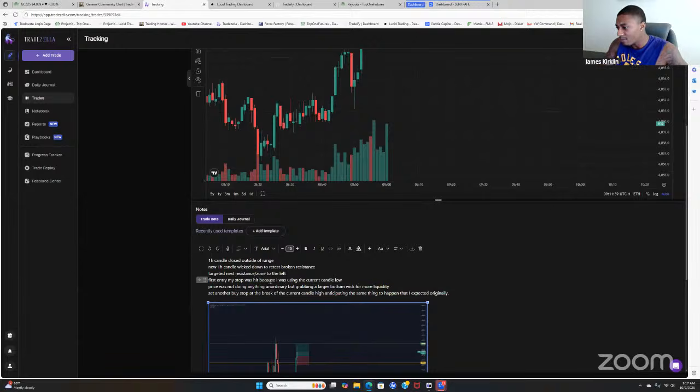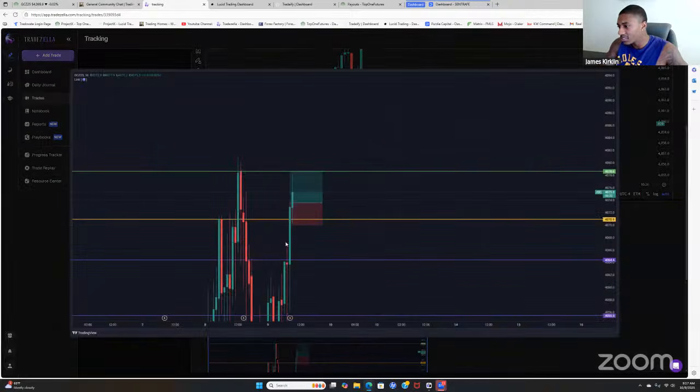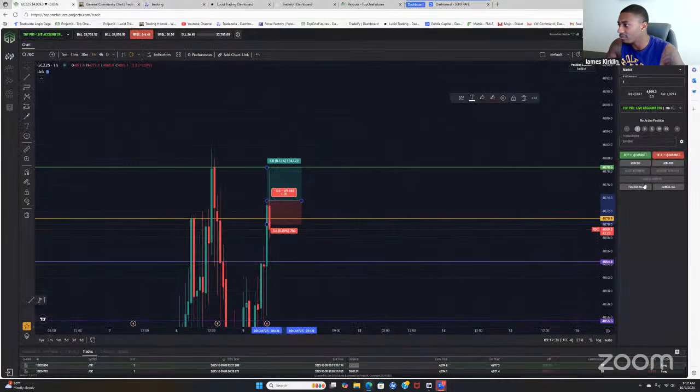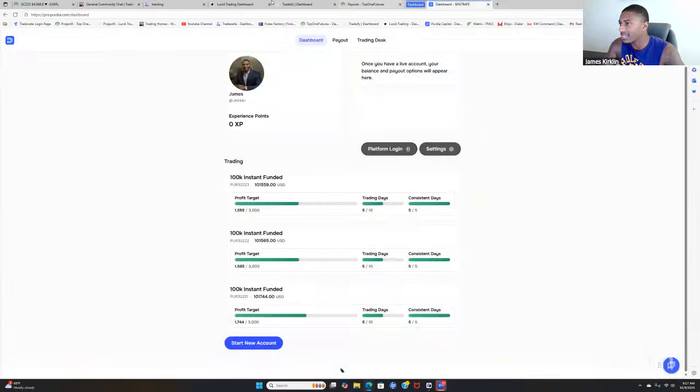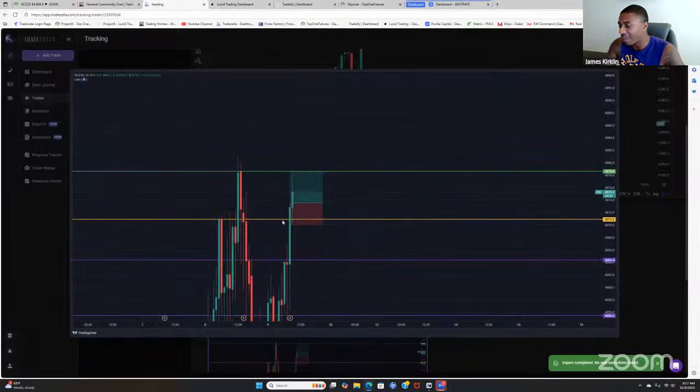First entry, my stop was hit because I was using the current candle low. Some people put a stop back in the range, but the same way it came to get me out, it just was what it was. That's the game I play with the lot sizes that I use. I use really big lot sizes, so I really can't sit in that big of a drawdown. I don't have that choice.